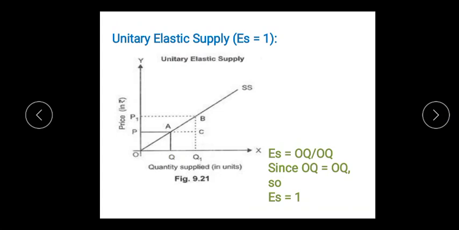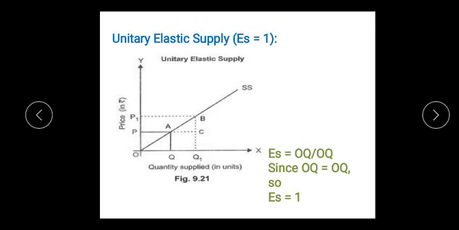Now dear students, coming to the unitary elastic supply, where elasticity of supply is equal to 1, in this case the straight line supply curve passes through the origin. Here supply curve SS passes exactly through the origin, just like SS curve in figure given here.